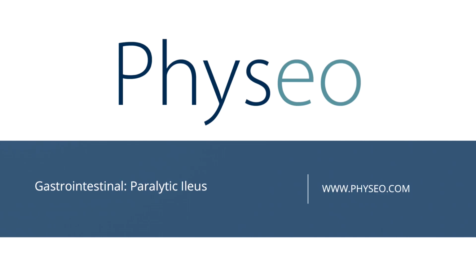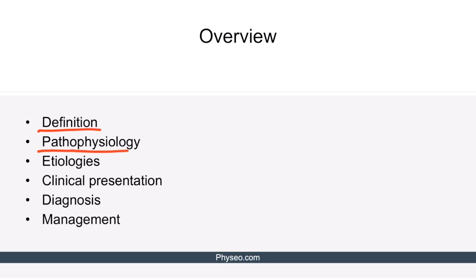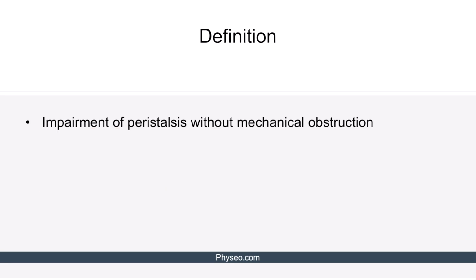Let's get started. We will cover the definition, pathophysiology, etiologies, clinical presentation, diagnosis, and management of paralytic ileus. Paralytic ileus is an impairment of peristalsis without mechanical obstruction.